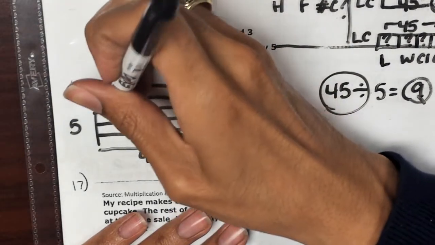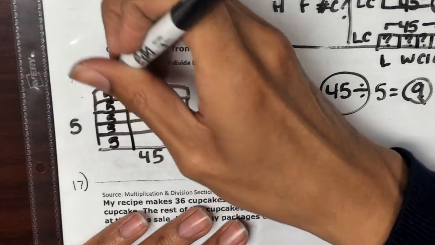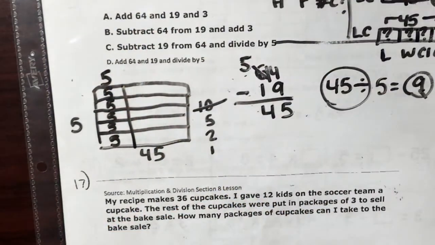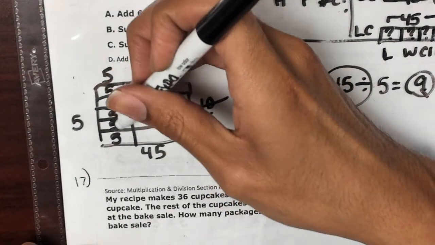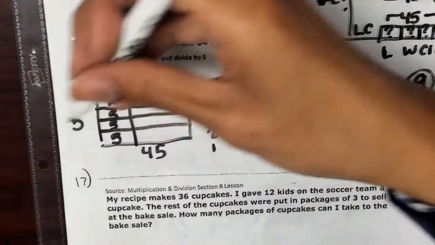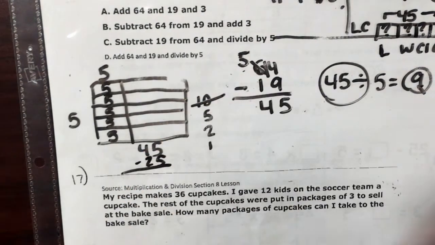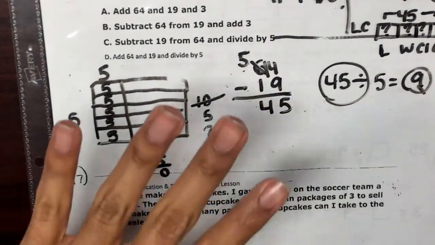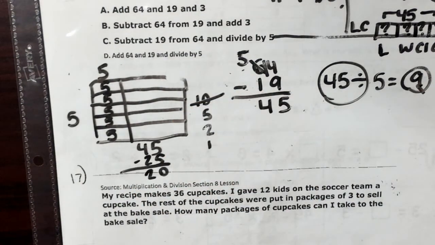So let me share 5 with each group. I just shared 5 with each group. So I gave away 5, 10, 15, 20, 25. If I gave away 25, I need to take away 25 from what I have. 5 take away 5 is 0, and 4 take away 2 is 2. That means I have 20 left to share.